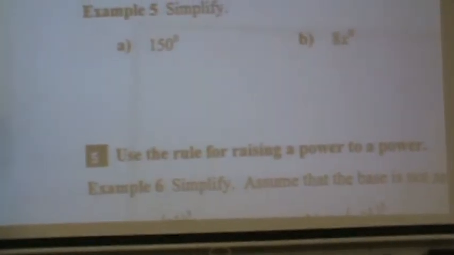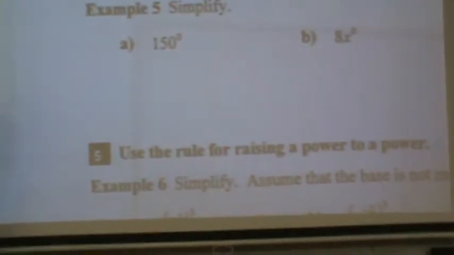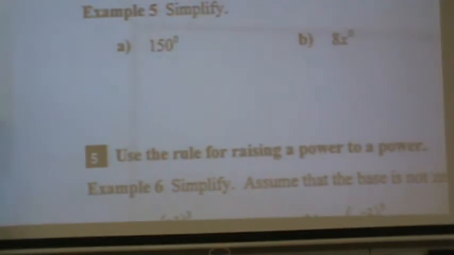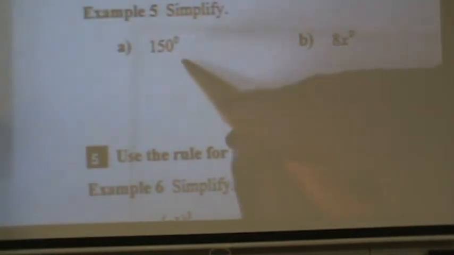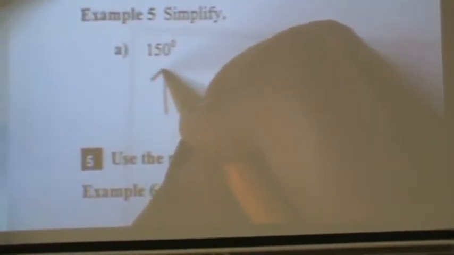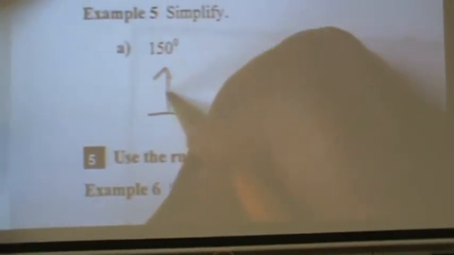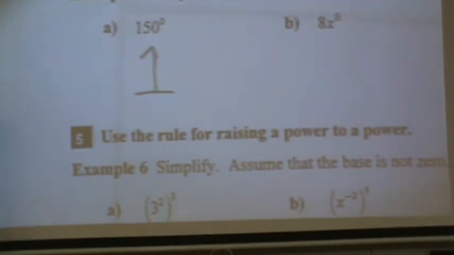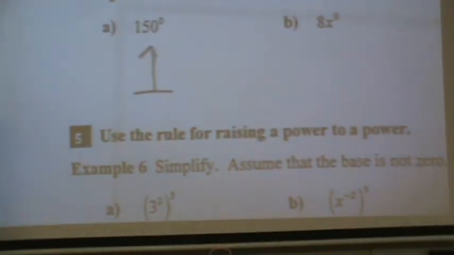Here is objective number 4, the zero exponent rule. Do you guys remember when you raise anything to the 0 power, what do you get? 1. Anything to the 0 power is 1. Okay, what about B? What do you think B is? 8.